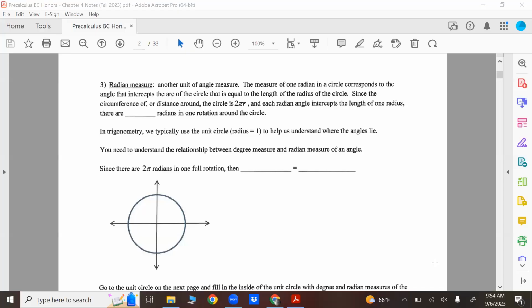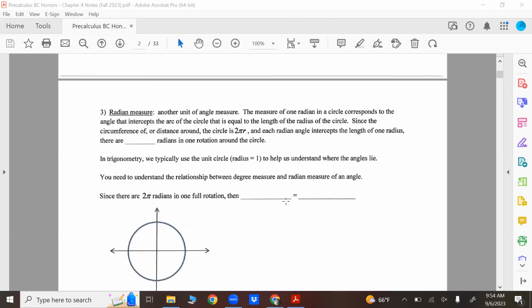Okay, now let's look at the notes, and I'll fill out whatever we need to fill out. Looking at the notes, we'll fill out the stuff. There are 2 pi radians in 1 rotation around the circle. We know this already. And then the unit circle: when we talk about the unit circle, we talk about radius 1. We're going to talk about the unit circle today. That's a big deal.